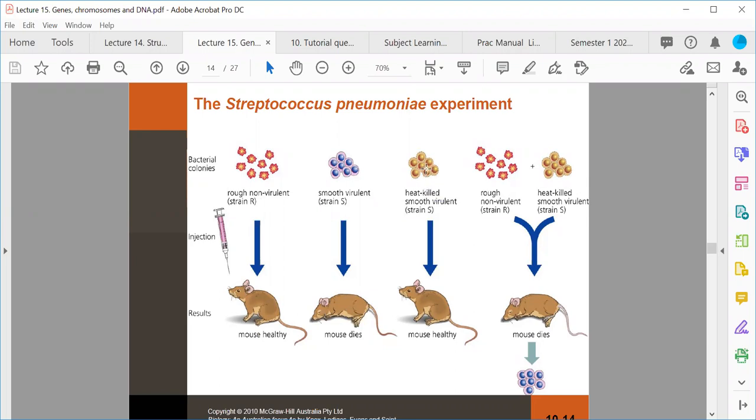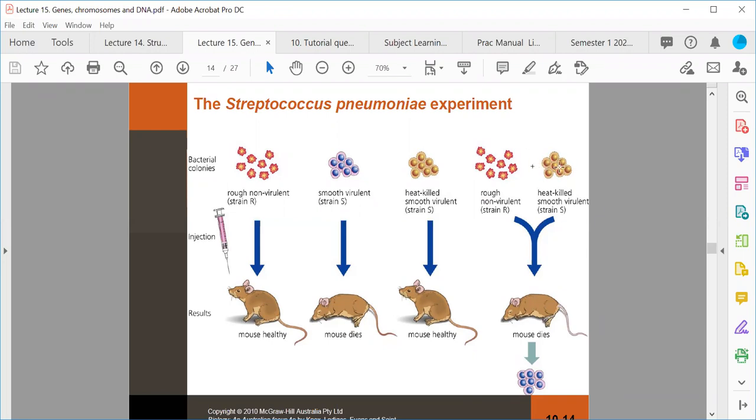Then they took the virulent, smooth strain, but they exposed it to enough heat to actually kill the bacterial cells. So, heat-killed virulent strain, injected into mice, and the mice were fine, remained healthy. But here's the interesting part. They took the non-virulent R strain bacteria, mixed those with the heat-killed smooth virulent strain, injected those into mice, and the mice died. So why would that happen?